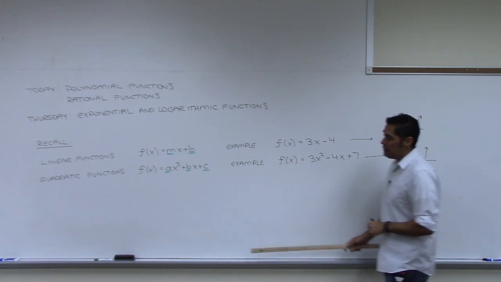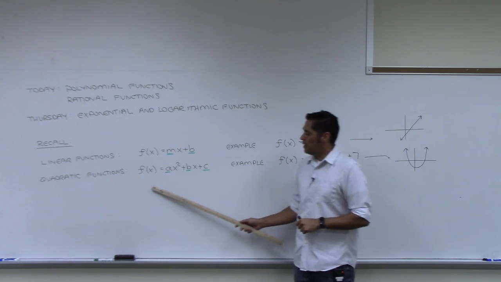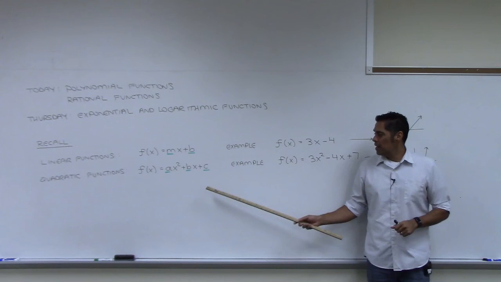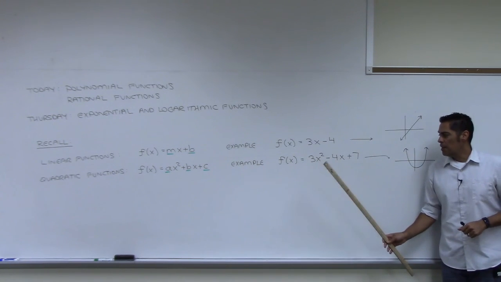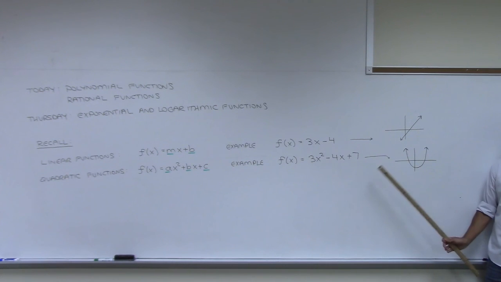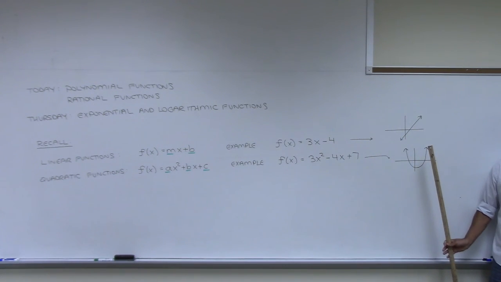Then we have quadratic functions. And for quadratic functions, the standard form was ax squared plus bx plus c. Here's a specific example. And we know at least that this parabola would open up because we have a positive 3 here, so we know it would look something like this.